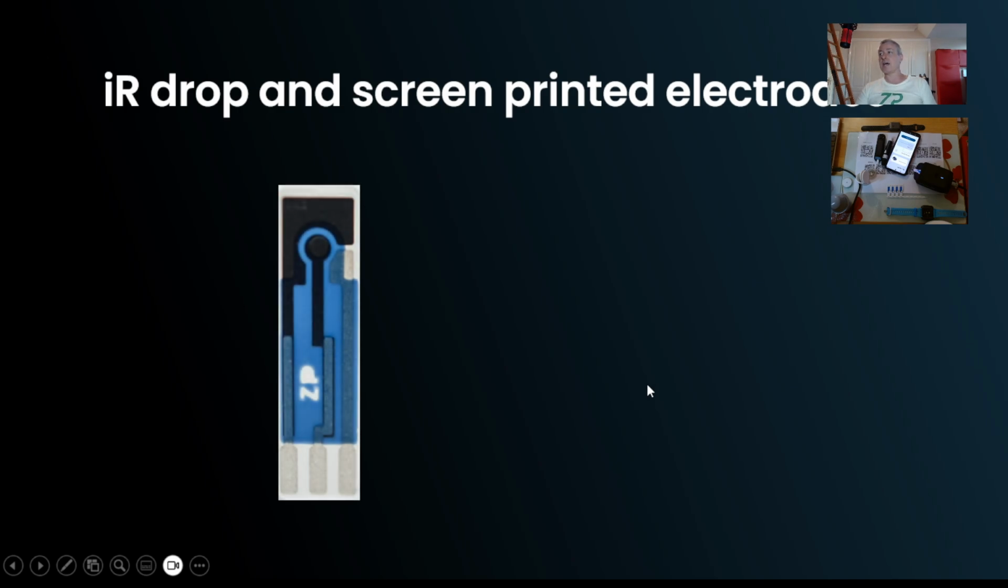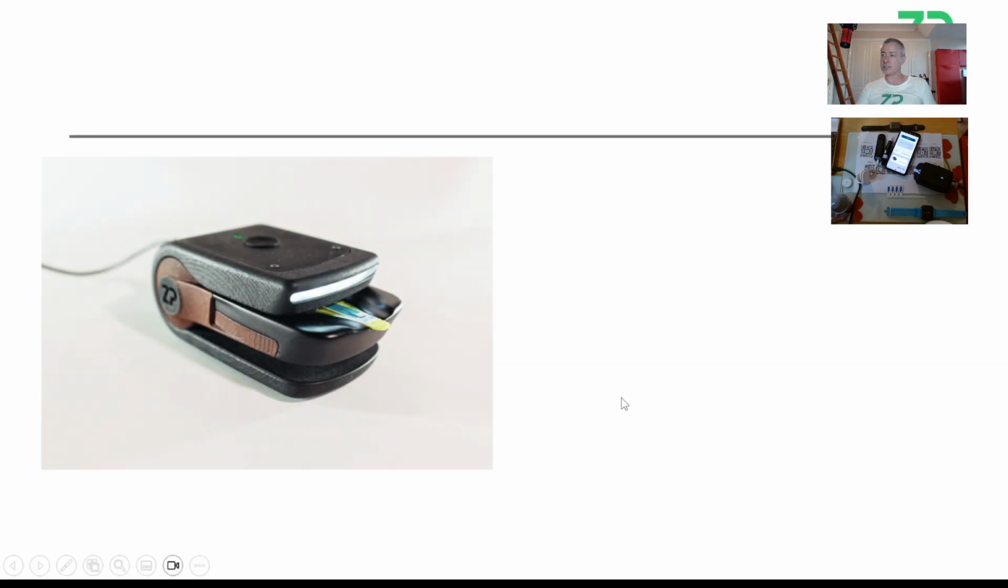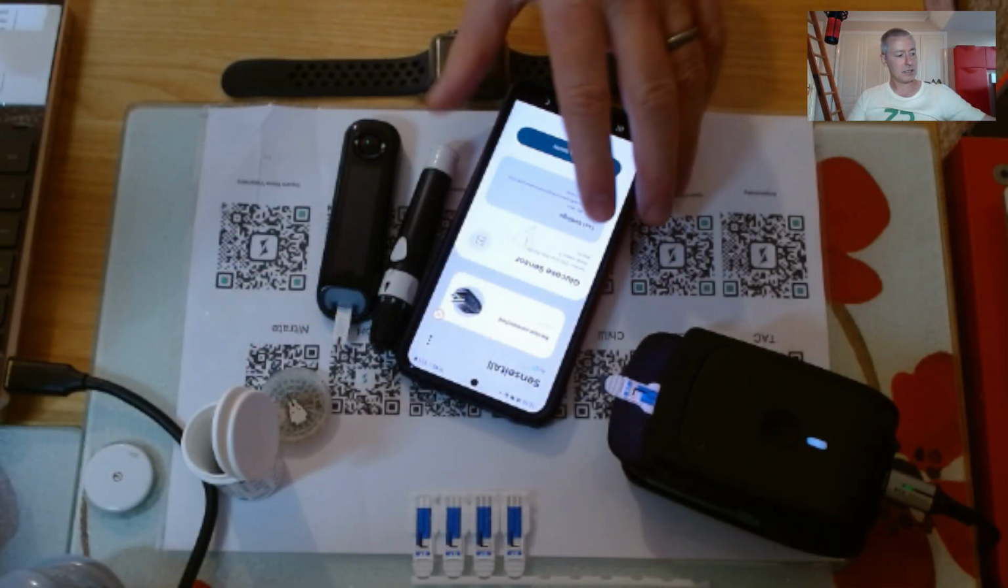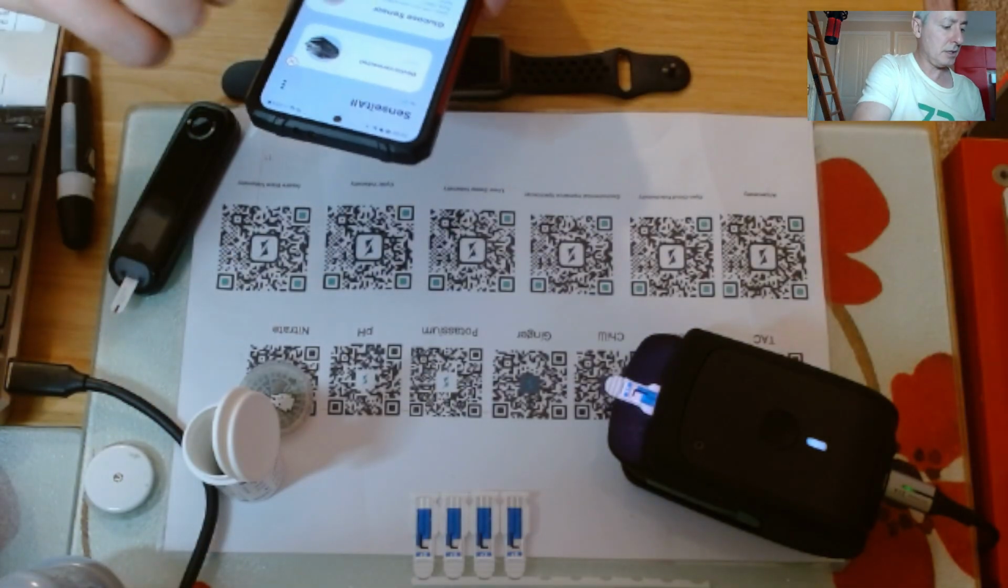So these are ZP screen printed electrodes. This is the 501. This is the hypervalue carbon electrode. And I have the instrument in front of me. If you take one of these instruments and you put a 50 microliter drop on that, and you choose cyclic voltammetry, make sure I choose cyclic voltammetry.